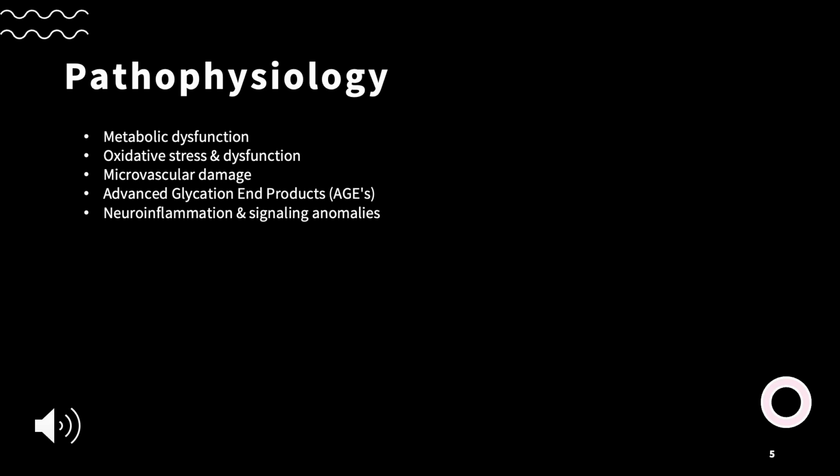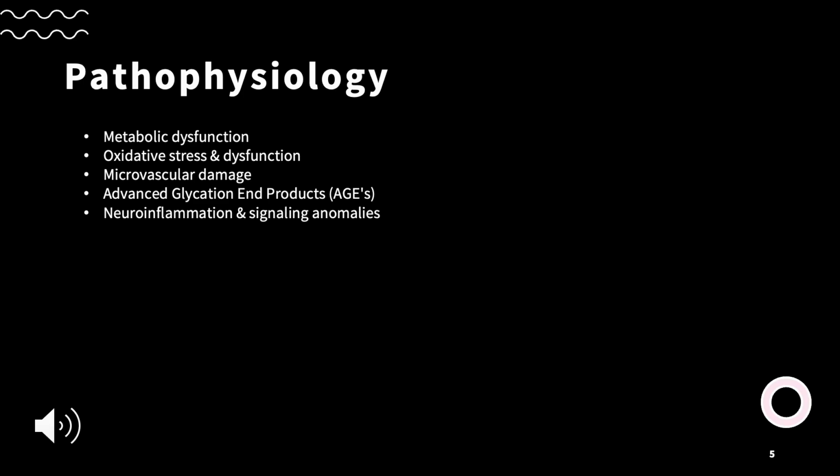The pathophysiology of diabetic neuropathy is complex and multifactorial. Chronic hyperglycemia leads to metabolic dysfunction within nerve cells. Elevated glucose levels increase oxidative stress, which damages nerves and surrounding blood vessels. Microvascular damage reduces oxygen and nutrient delivery to peripheral nerves.